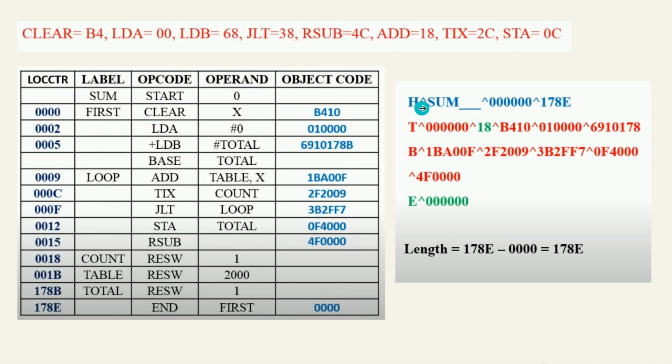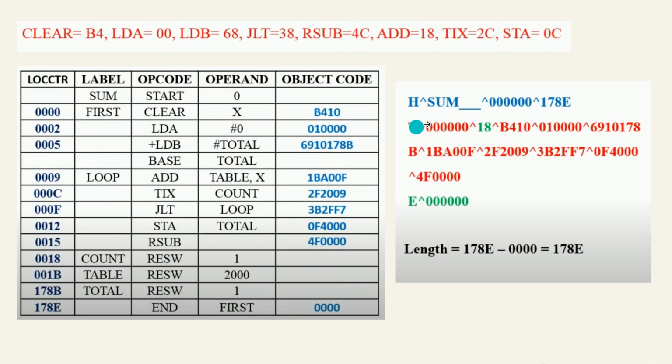H says that it is a header record and it is present in the first column. From column 2 to column 7 is the program name. Column 2 to 7, the program name is SUM, correct? I had told earlier the name of the program, SUM. Since it occupies only 3 columns, the next 3 columns will be left blank. This blank denotation is just for our reference. In the actual object program, there is nothing as such mentioned.